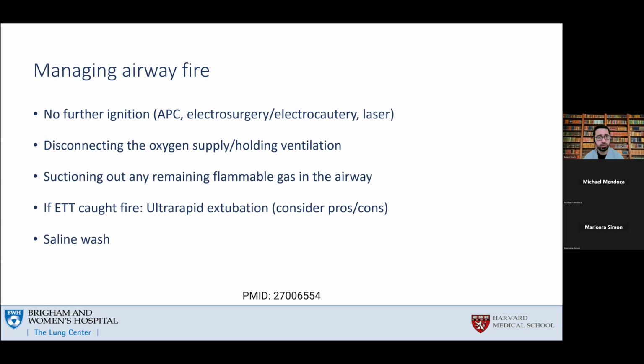And then another, which could be a really good tool there, is a saline wash, right? Think fire extinguisher. So something to really disconnect the fuel from the fire and let it get extinguished.